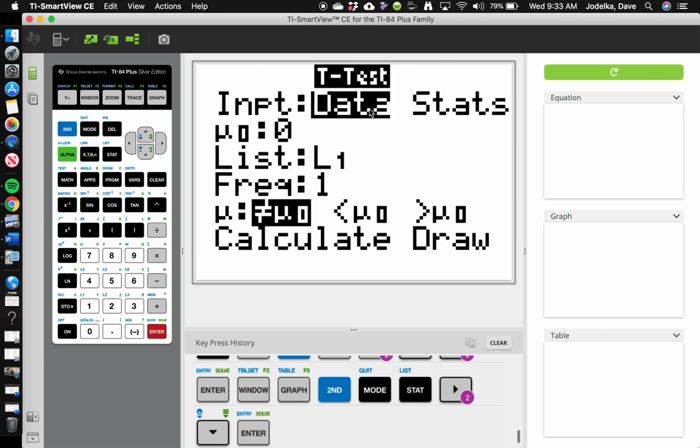Your input was actual data from list one. Cool. The null, yeah, we said zero. The null is that there is no difference. And the alternative is that it's not equal to that. So we simply go down to calculate and see what we get.